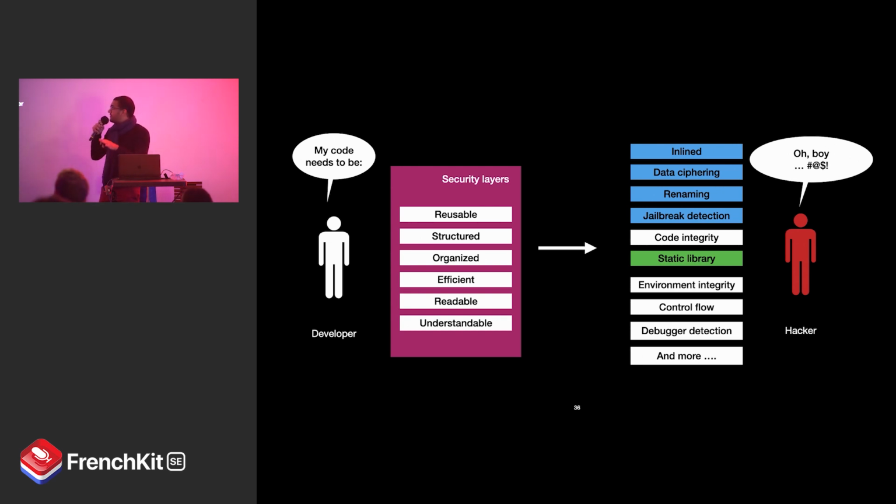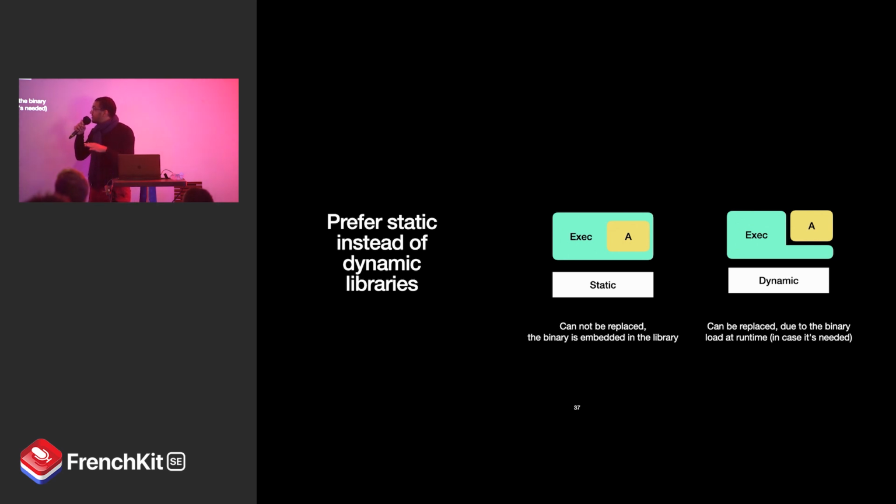Now we can talk about static libraries. The main advantage of using static library is that its binary is merged with your app binary, unlike dynamic, which is loaded at the runtime and only if needed. It means that if someone wants to replace a dynamic library, he can.